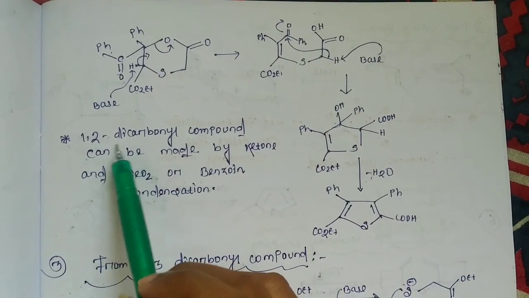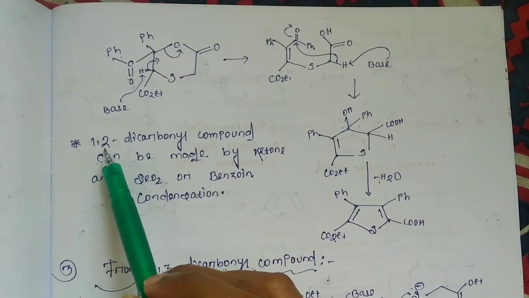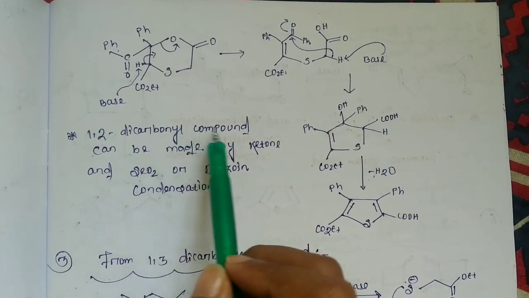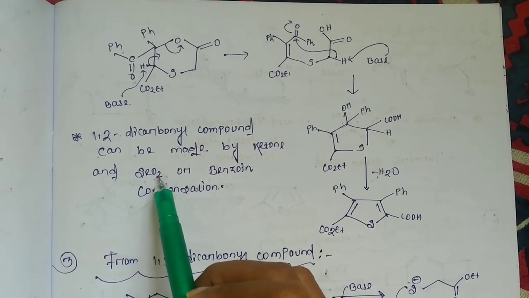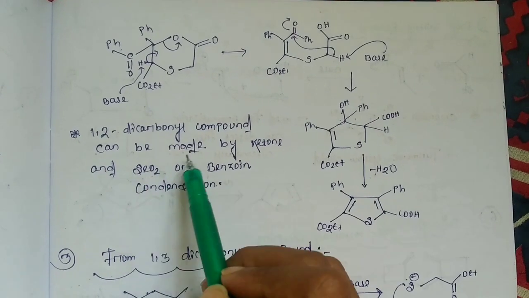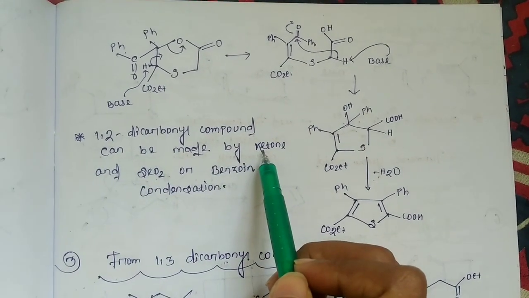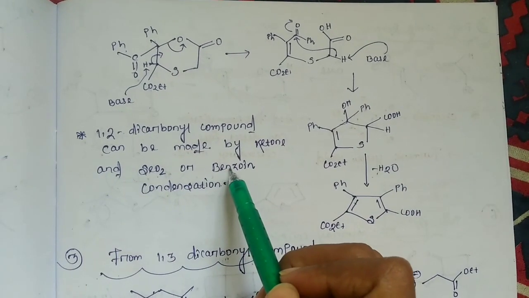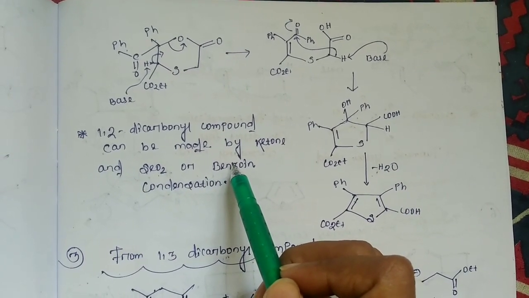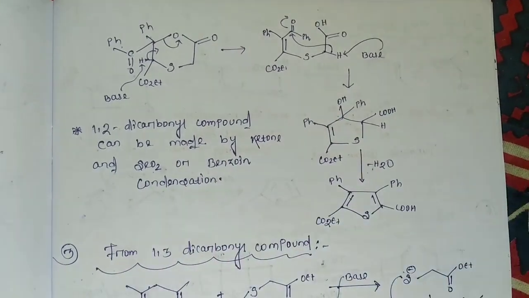Here it is mentioned how we can form the 1,2-dicarbonyl reagent. It can be made from ketone and selenium dioxide. We know that selenium dioxide reacts with the alpha carbon of ketone to give a 1,2-dicarbonyl compound, or we can get a 1,2-dicarbonyl compound by benzoin condensation.